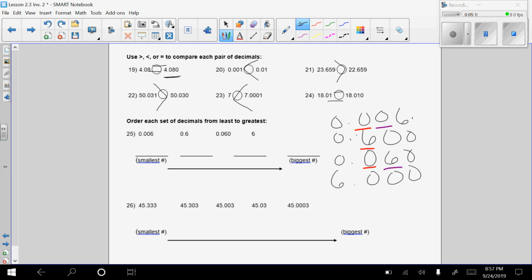I can see that the 6/1000ths is the smallest number, so I would write that on my number line. Then I can see that 6/100ths would come next. After that, I have 6/10ths, and then I just have 6. Remember, lining up those decimals helps you. Stop the video and try number 26 on your own.